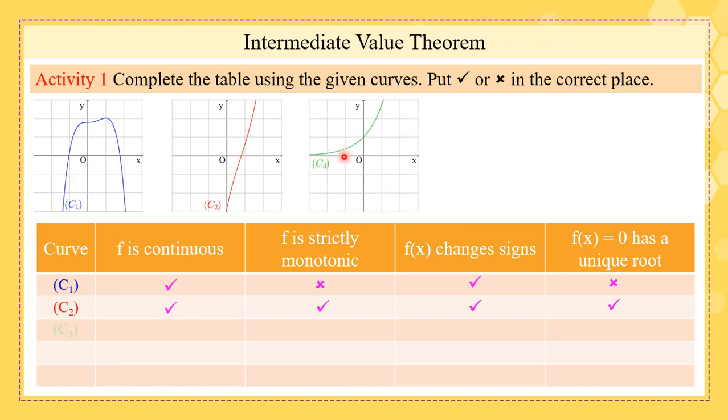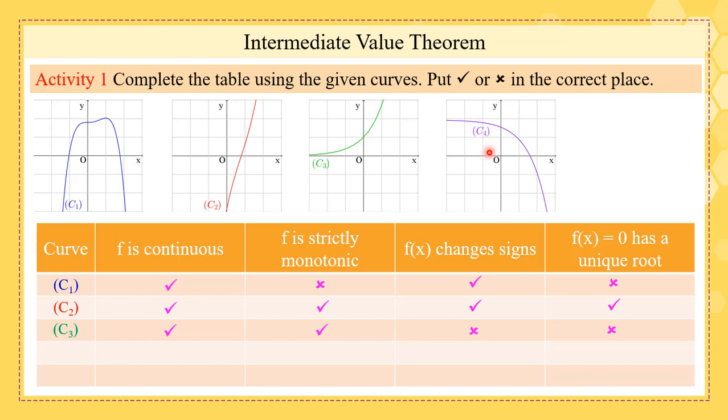The third curve, C3, f is continuous, f is strictly increasing. F of x, in fact, here doesn't change signs. It's always positive because it's above the x-axis. And f of x equals 0 has no roots.